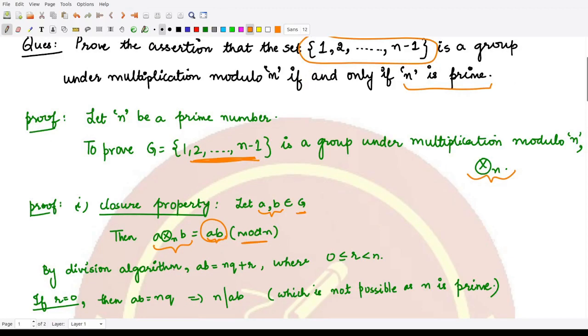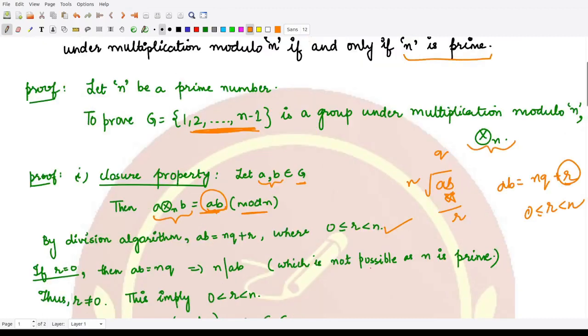By the division algorithm, because you are dividing ab by n, you would get some quotient and some remainder. So you can write it like this: ab is equal to nq plus r. And what is this r? This is greater than or equal to 0 and less than n, according to the division algorithm.